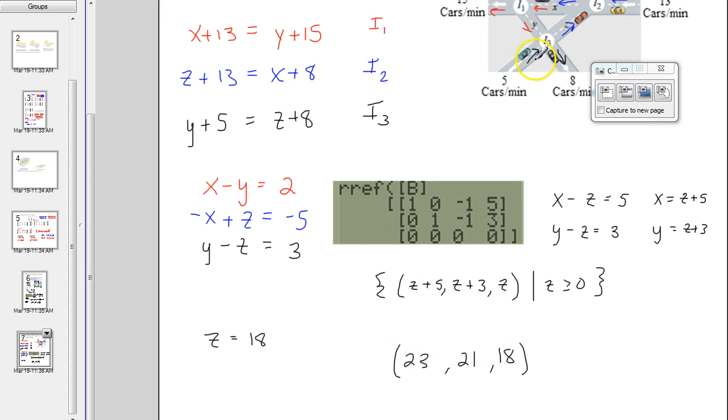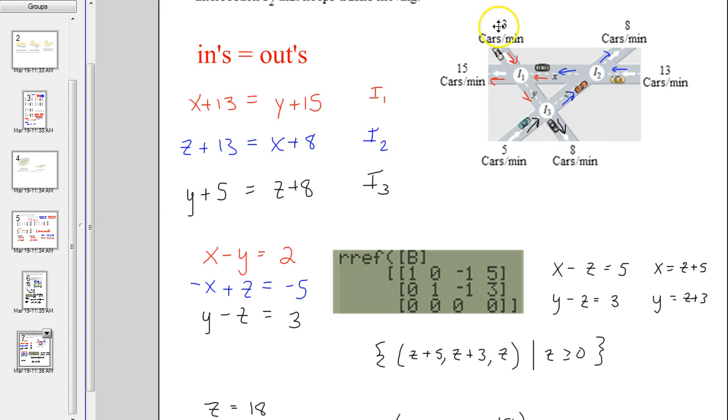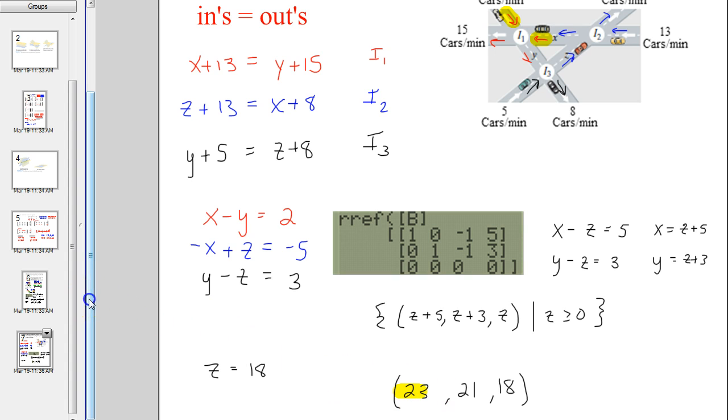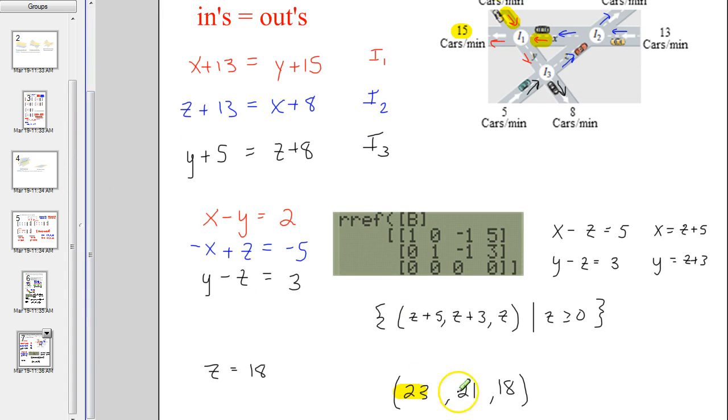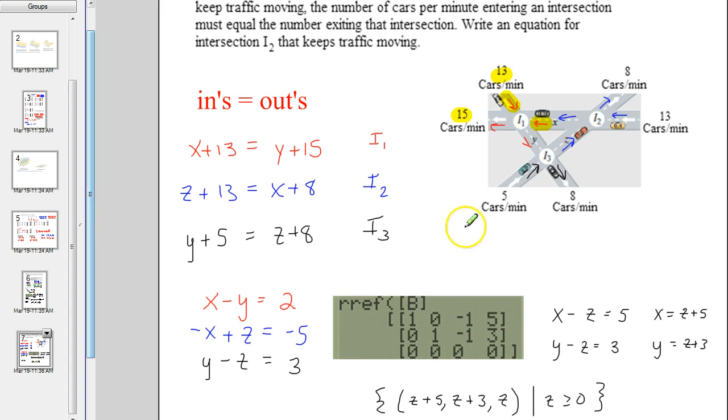Okay, and that means that if you have 13 cars coming into this intersection right here, that's an n, and then this n is x, which was 23. Alright, that's 23 plus 13 is 36. Well, 15 are leaving, so 36 minus 15 is 21, and that's what's leaving on Y Street right here. So this would mean all of these intersections have to have the same amount of cars coming in as going out, and it's a dependent system.